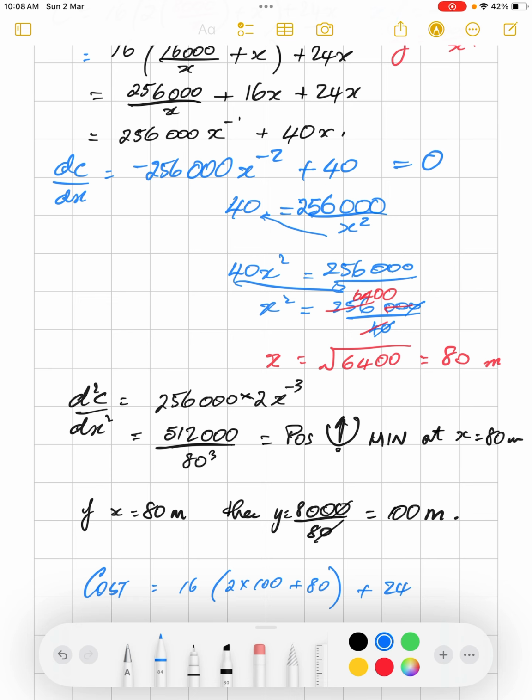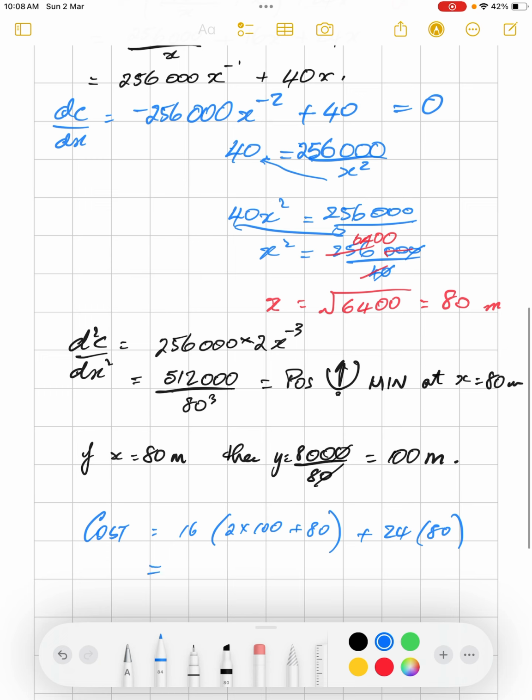16 times 280, 24 times 80. Put that into the calculator. 16 times 280 is 4,480, and 24 times 80 is 1,920, and we've got $6,400.